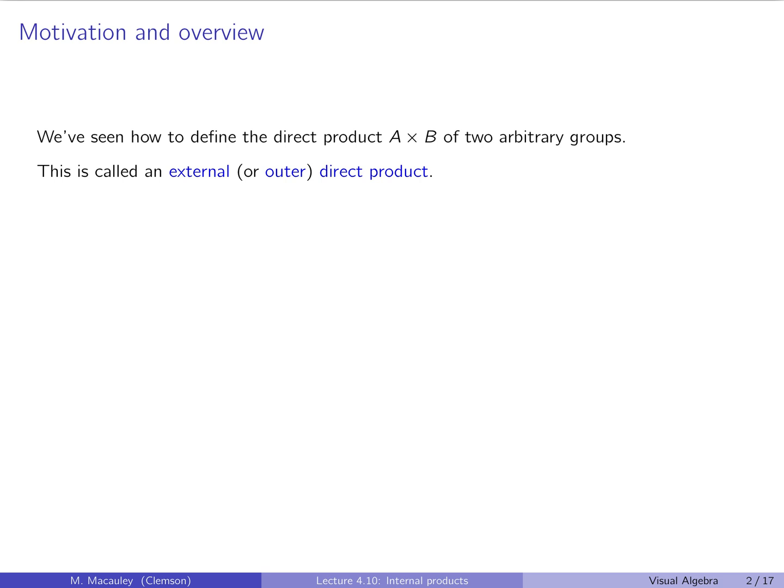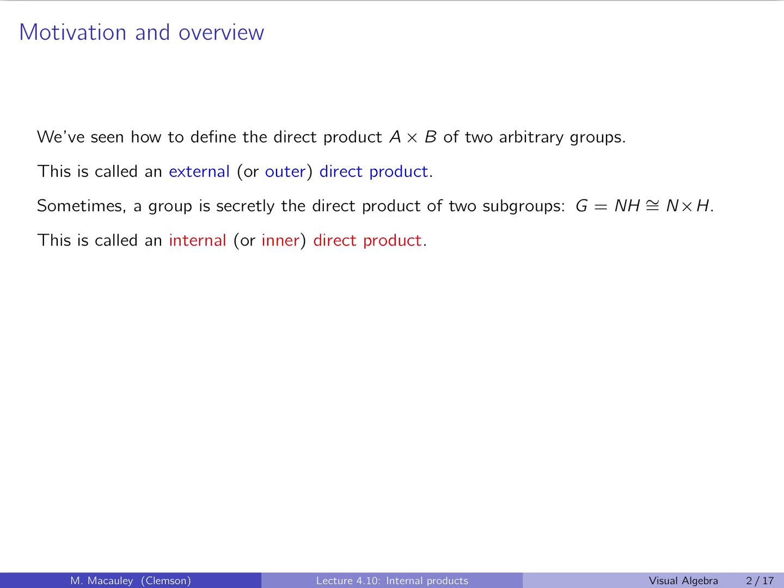We've seen how to define the direct product of two arbitrary groups, A and B. This is called an external or outer direct product. Sometimes a group is secretly the direct product of two of its subgroups. That is, G is equal to NH, but also isomorphic to N cross H. This is called an internal or inner direct product.